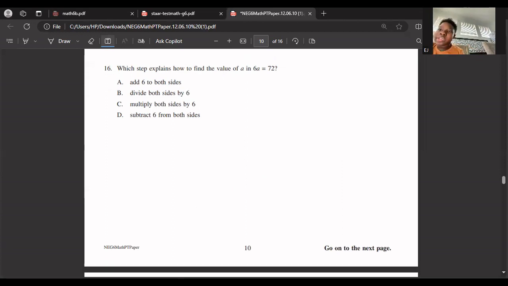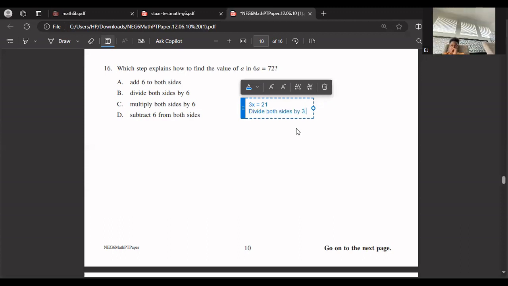6a equals 72. EJ, if 6 times A gives you 72, what do you do to get A? All right, now look at this. I'm going to do this and then I'll ask you to answer that again. If 3x equals 21, to get x, you divide both sides by 3. So what is the answer? Divide both sides by 6.